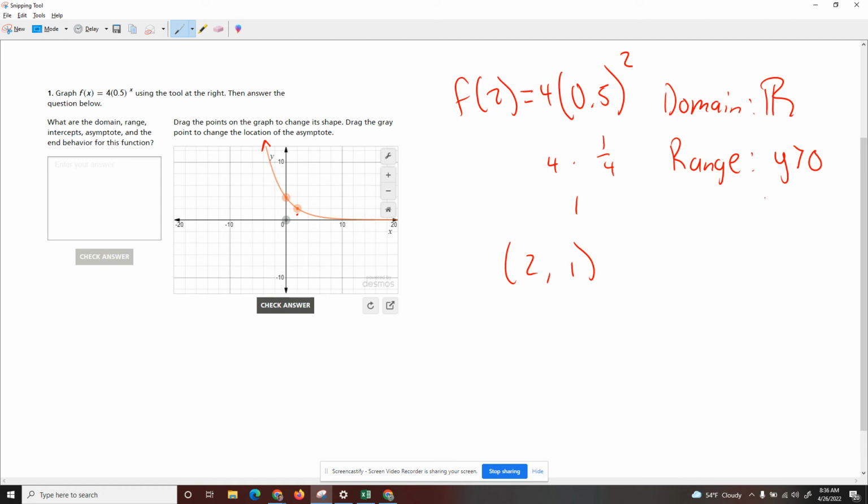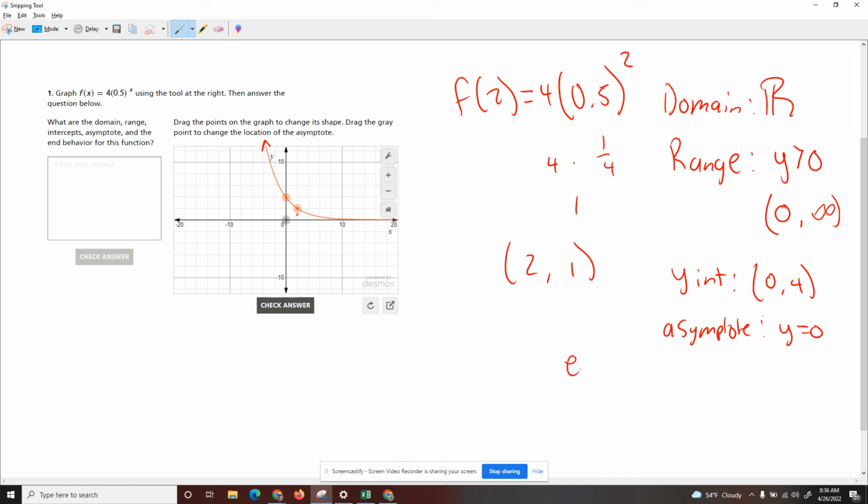If you wanted the interval notation, it would be 0, comma, infinity. So it's 0 on the bottom, infinity going up. We're not including 0 because it's never going to touch 0. So it approaches 0. The intercepts: the y-intercept is 4. The asymptote, again, it's flattening out at the x-axis, so y equals 0.